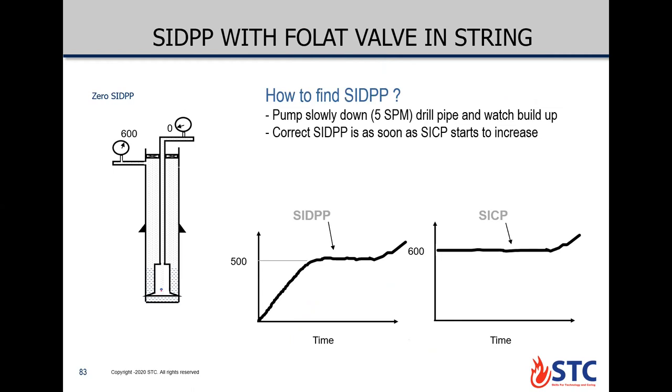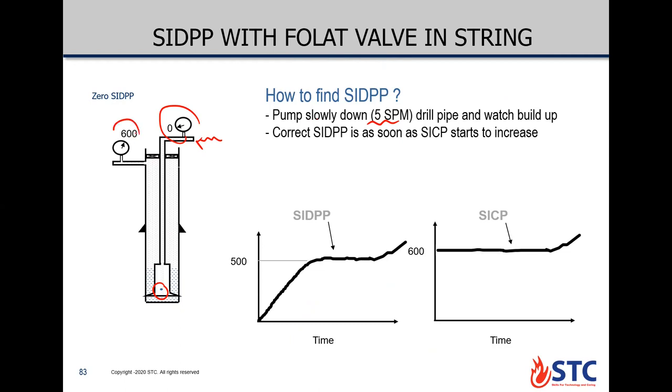Here, guys, if we have a float valve inside the drill pipe or drill string, okay? So we can't reach the drill pipe pressure, all the time you find zero psi. So how to get the actual value of shut in drill pipe pressure? We need to start the pump slowly, by 5 SPM, to open the float valve.